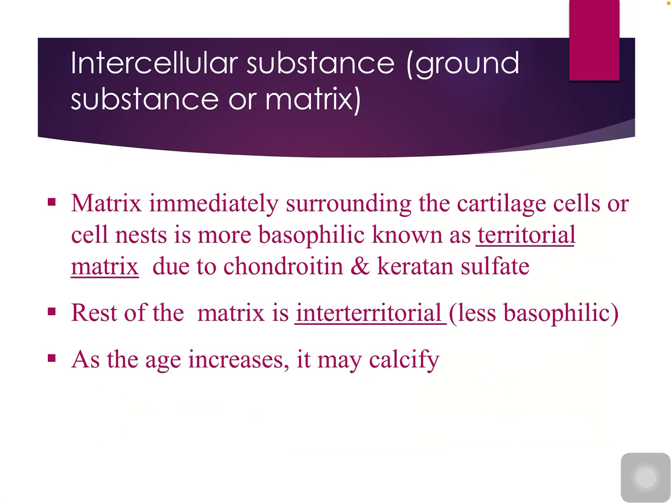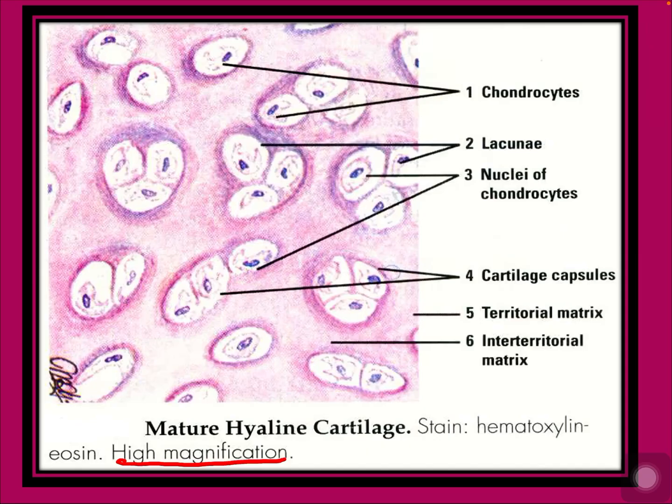The matrix immediately surrounding the cell nest will be more basophilic and it will be called territorial, and the rest of the matrix will be interterritorial, that is less basophilic. In this picture, this is territorial matrix. You can see here, this is territorial. Immediately surrounding the cell it appears basophilic, blue color. But the rest of the matrix will be called interterritorial matrix.